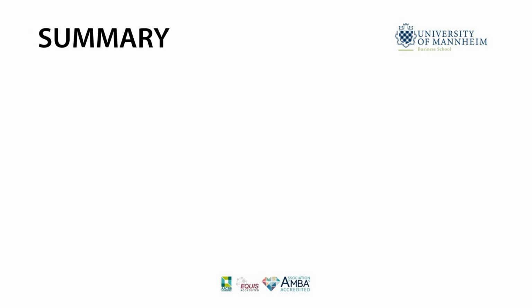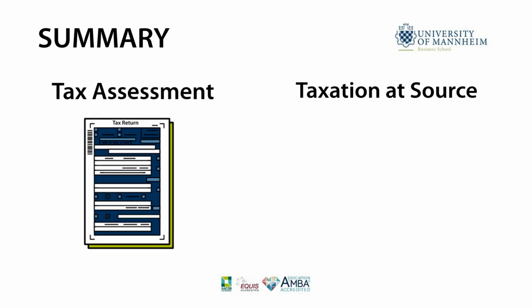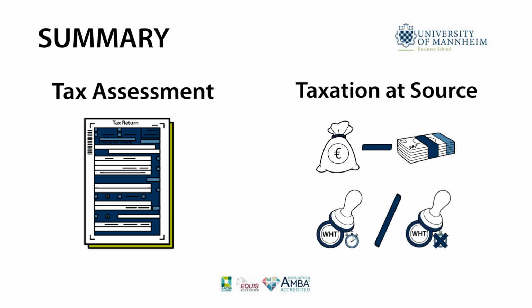In summary, there are two primary methods of income tax collection: tax assessment and taxation at source through a withholding tax. While in the case of tax assessment, taxes are collected after a tax return is filed, taxation at source relies on withholding taxes on the income. Under source taxation, the taxpayer only receives the income net of taxes. Withholding taxes can either be provisional or final.